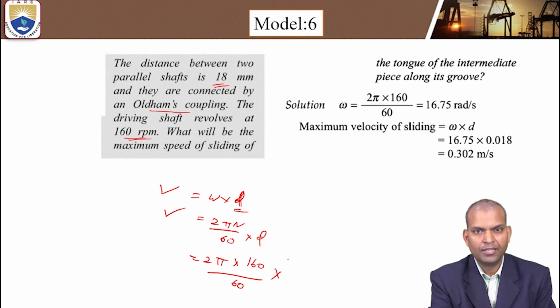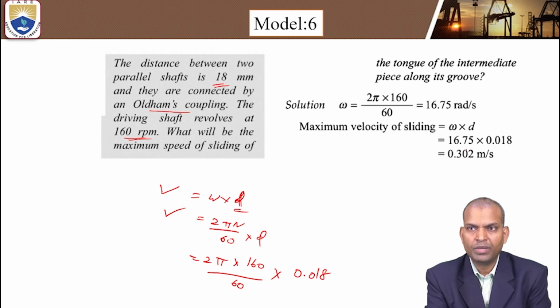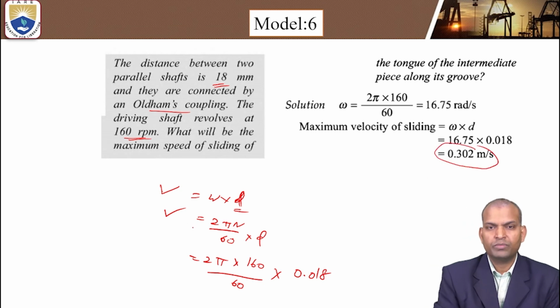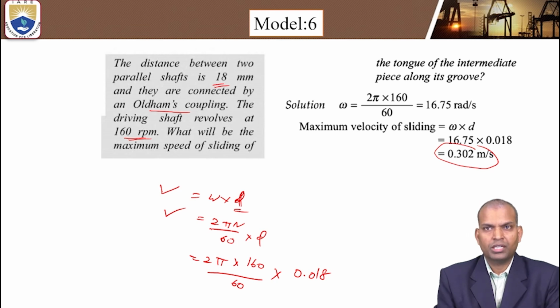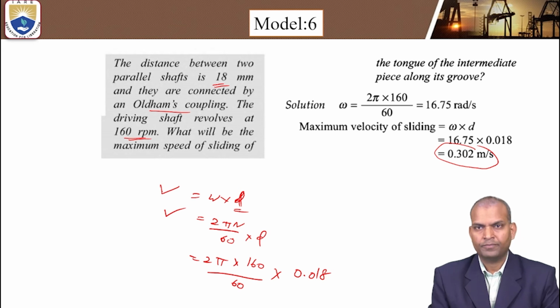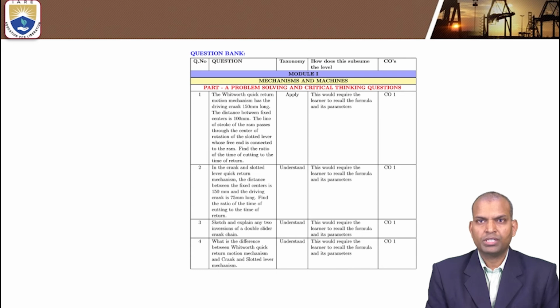Convert this 18 millimeter value into meters, that is 0.018. Then the value can be observed as 0.302 meters per second. The maximum velocity of sliding, omega d, is 0.302 meters per second. In this session we covered all 6 models of module 1. If you thoroughly understand and work through them a number of times, you can crack any question that comes from module 1. Now these are the question bank questions.